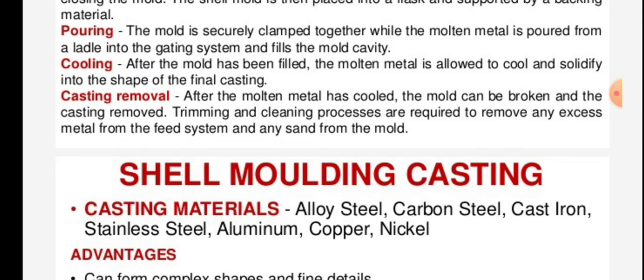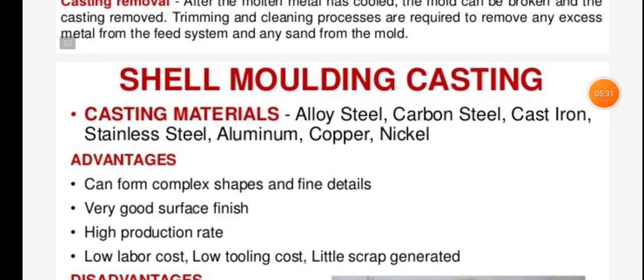Casting removal. After the molten metal has cooled, the mold can be broken and the casting is removed. Trimming and cleaning processes are required to remove any excess metal from the feed system and any sand from the mold. Now we will see shell molding casting.